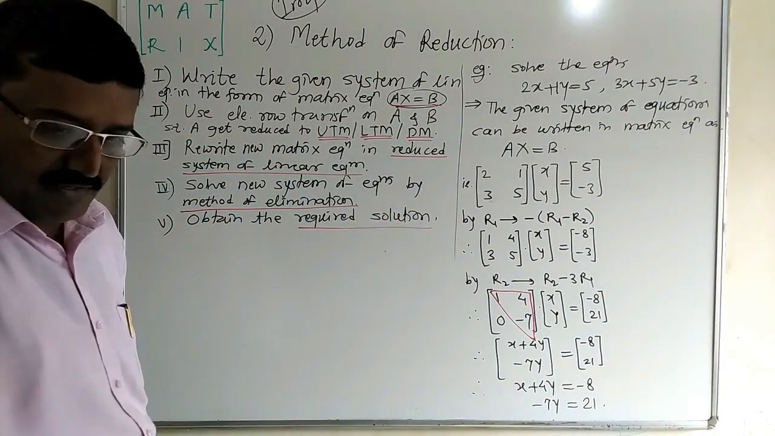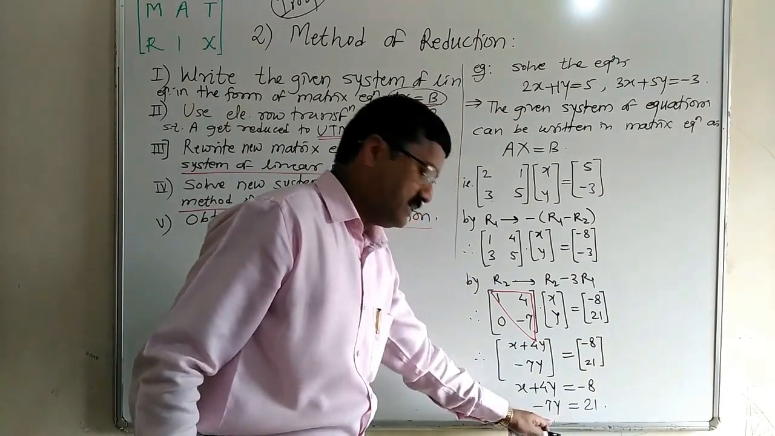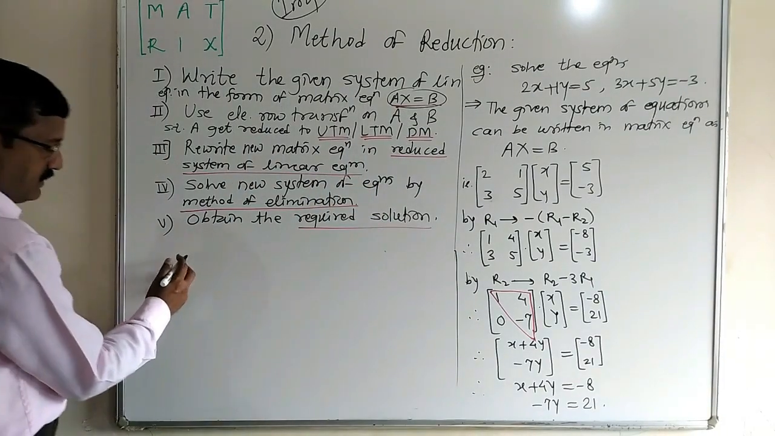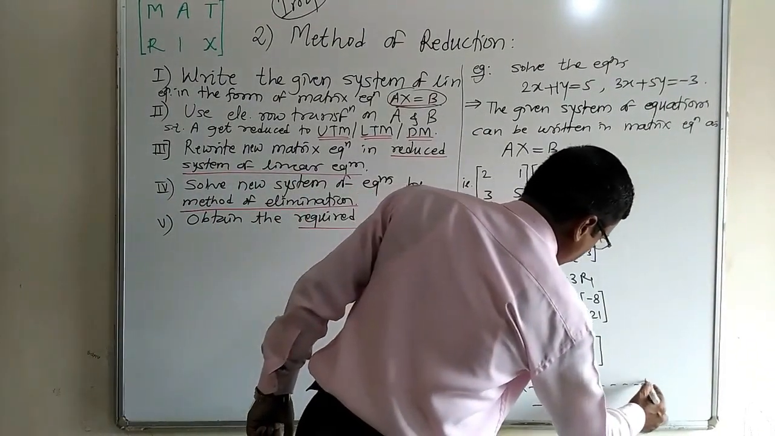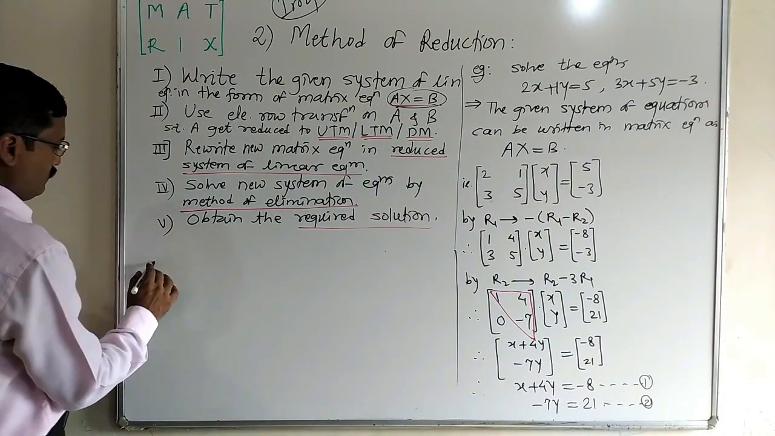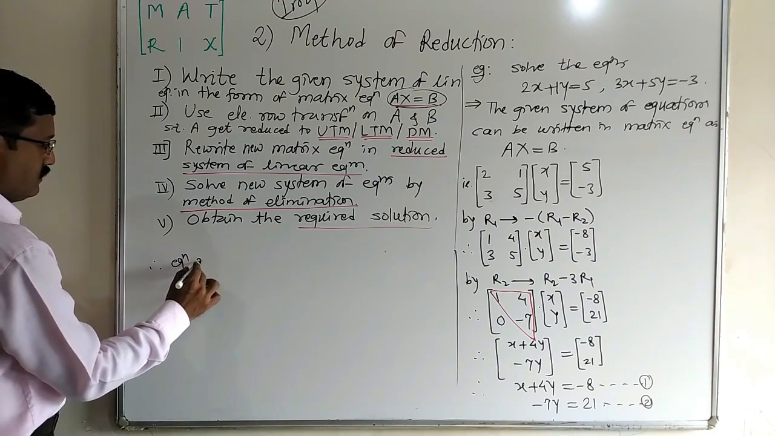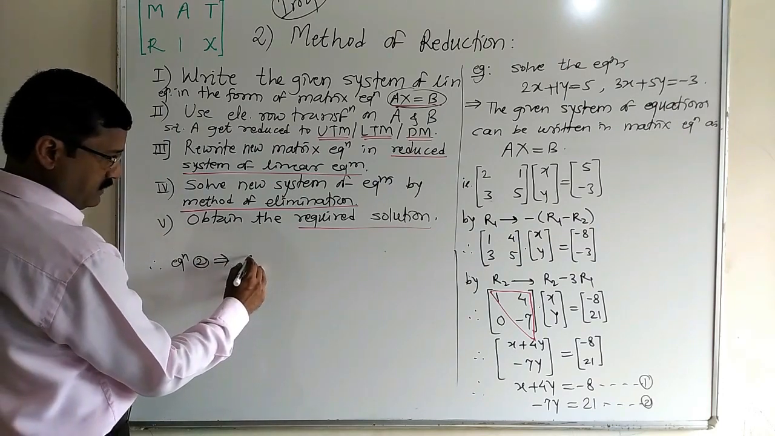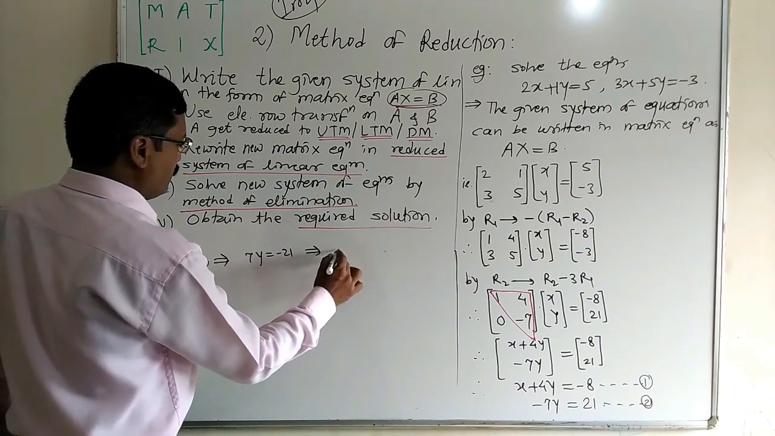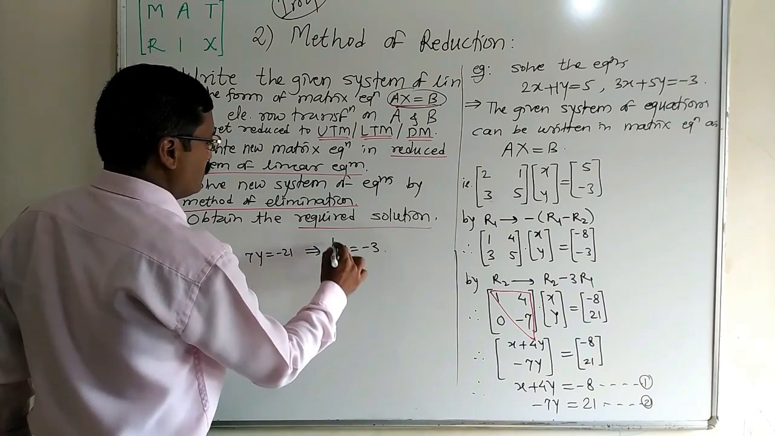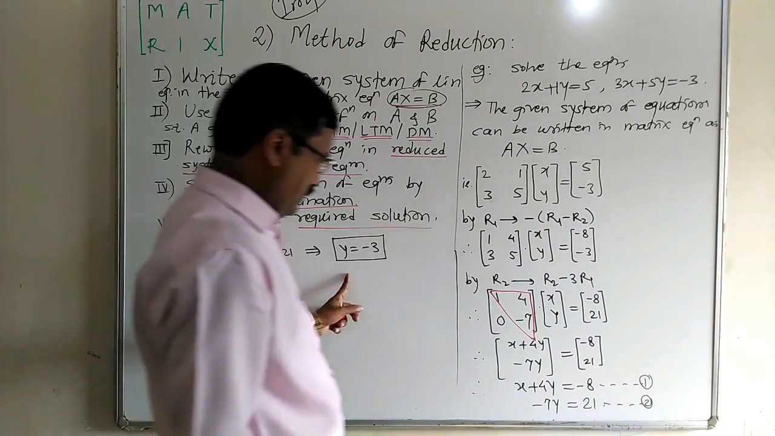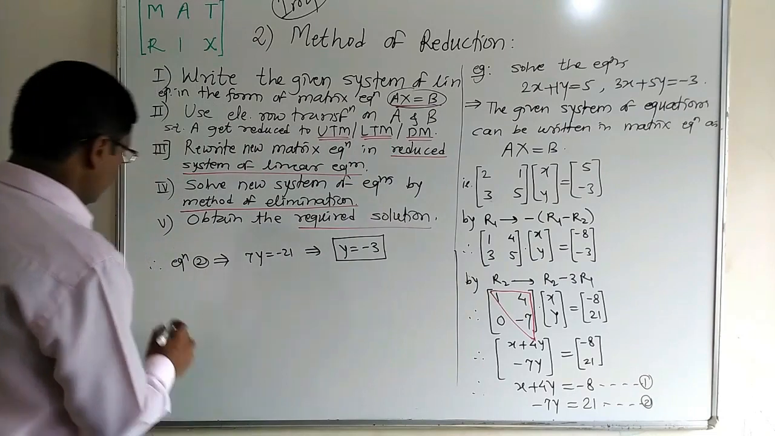What to do? Use method of elimination. From the second equation we can easily get the value of y. So solving these two equations, let us write equation number 1 and 2 there. This is 1, this is 2. Therefore equation 2 implies, that is 7y equal to minus 21, and that implies y equal to minus 3. So this is the value of y. Now use this value of y to obtain the value of x from equation 1.